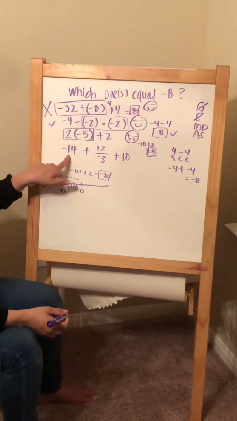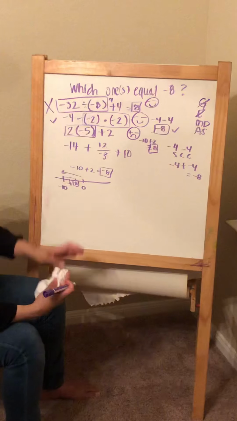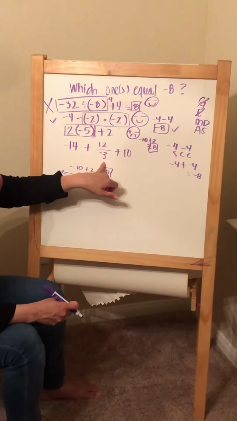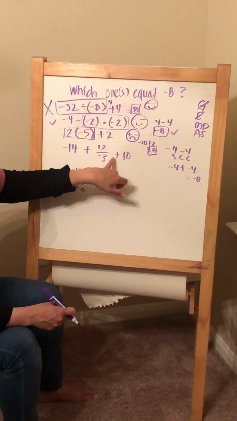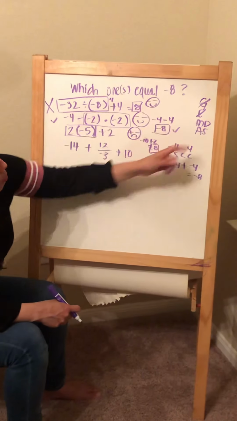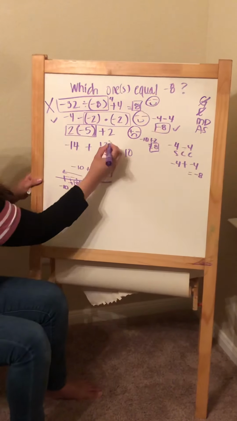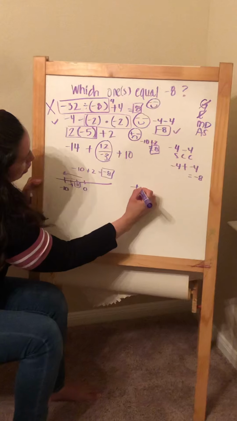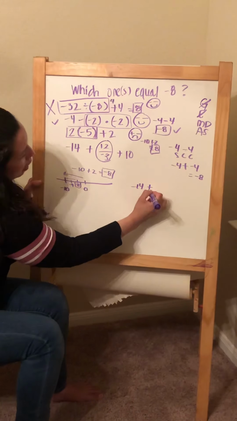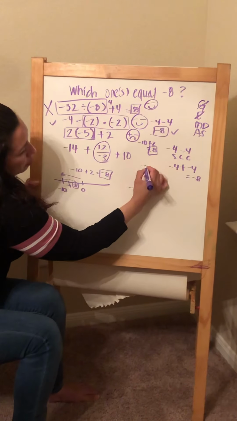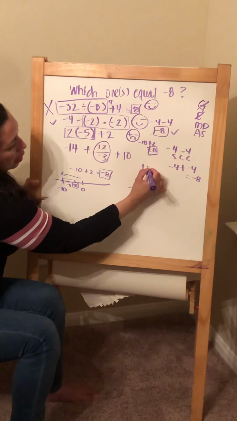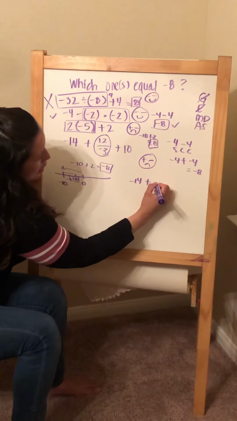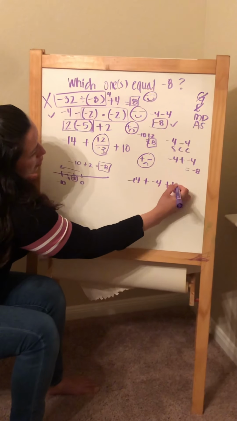Okay? Last one. So we've got several things going on here. We've got -14 plus 12 divided by -3, because a fraction is a division, plus 10. So looking at our GEMDAS, we've got a division. We're going to do this situation first. So rewriting this whole thing, I end up with -14 plus, that's a positive divided by a negative, that's -4 plus 10.